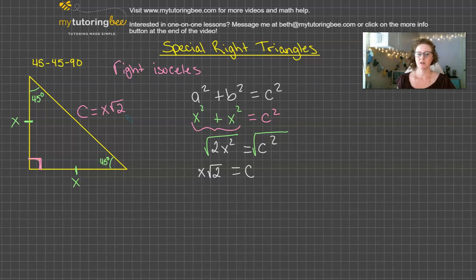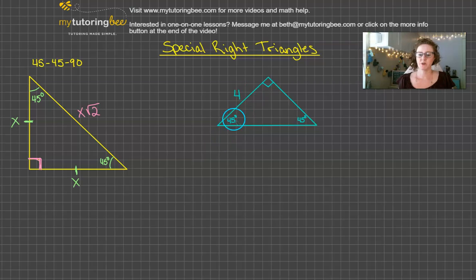Well, if we are given a triangle and we are told that it is a 45, 45, 90 triangle, and given just one length of one of the sides of the triangle, we can figure out the other two sides by using these rules. So let's take a look at that.